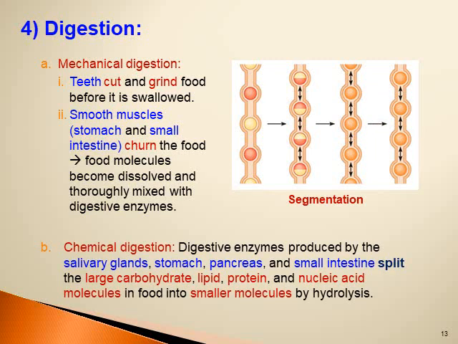The other form of digestion is chemical digestion. Digestive enzymes produced by the salivary glands, the gastric glands, the exocrine pancreas, and the digestive enzymes present on the brush border of the small intestinal mucosa will split the large carbohydrate, lipid, protein, and nucleic acid molecules present in food into smaller molecules by the process of hydrolysis, and these smaller molecules can then be absorbed easily through the mucosa of the small intestine.